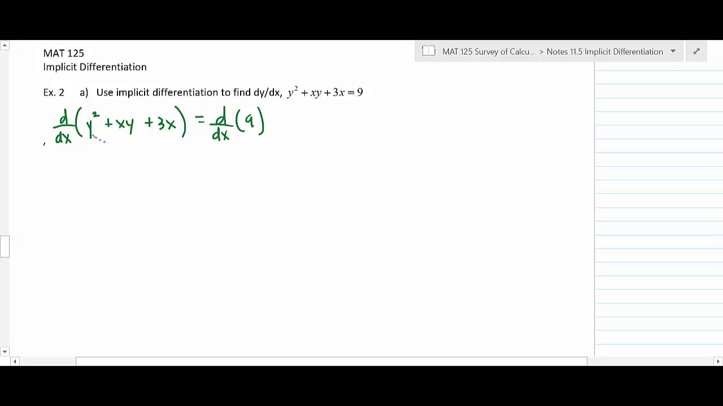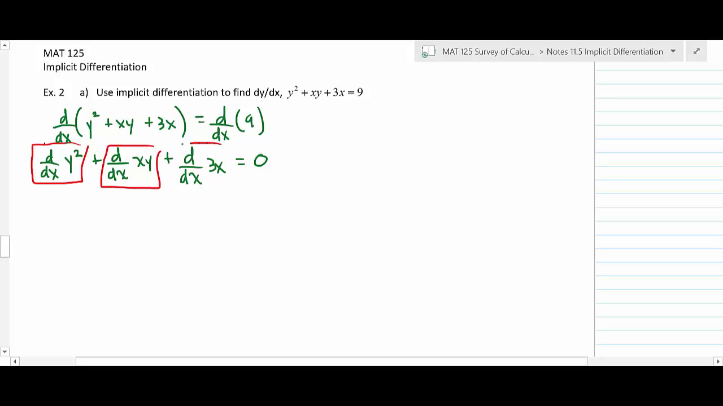Okay, now what we can do on this is we're doing a derivative of sums, so we can do the sum of the derivatives, and let's just write it out. We're doing the derivative of y squared plus the derivative of xy, and then plus the derivative of 3x, and then what's the derivative of 9? Okay, that'll happen some, but not always. So now we need to figure out each of these individual derivatives and carefully do all these things correctly.